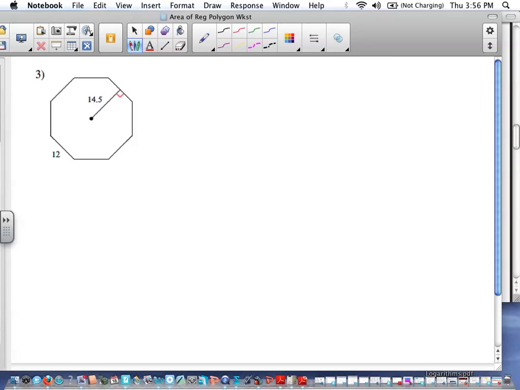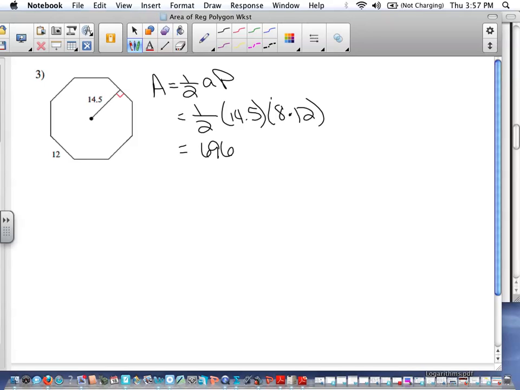Number 3, again, you're given the apothem and you're given the length of a side. So the area is equal to 1/2 the apothem times the perimeter. So 1/2, 14.5 times the perimeter, and this is 1, 2, 3, 4, 5, 6, 7, 8. 8 sides times the length of each side, which is 12. So we have 1/2 of 14.5 times 8 times 12, which is 696. And again, that's units squared.